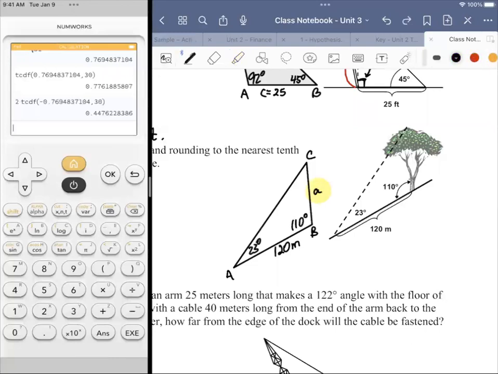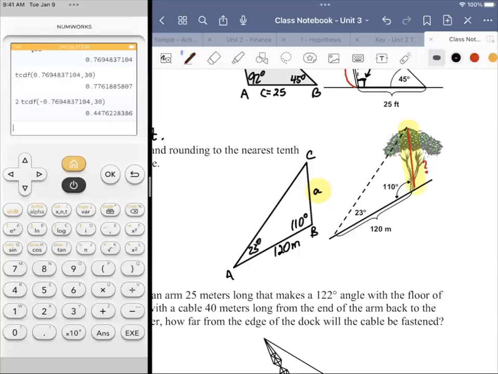Let me do that a different color so it stands out a little bit. Not the nicest, but we'll just do a little question mark there. Now maybe I'll use a little highlighter, just to accentuate it. This side here is what we're looking for.